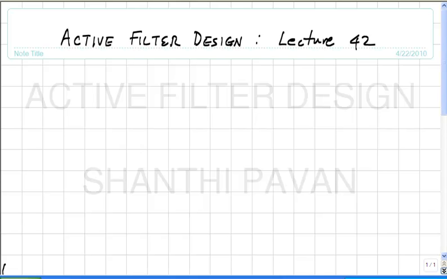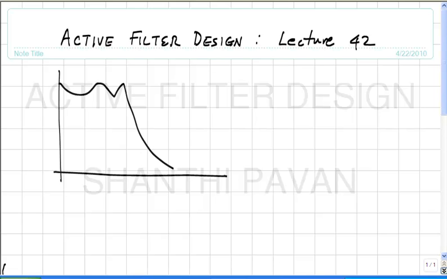Now, what do you think will happen when you have a band pass filter? Can you use the same intuition? For a low pass filter, if this was the frequency response, for example, how will the noise spectral density look? Perhaps something like this. Okay.